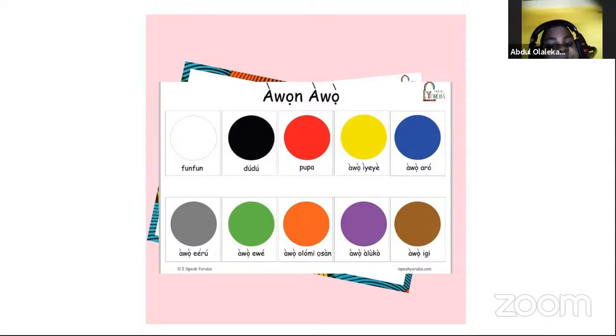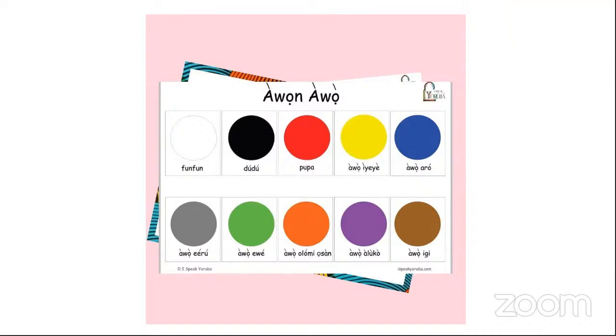So the first one, funfun, is awo funfun, white color. Dudu, awo dudu. Pupa is awo pupa, which is red. Yellow is awo iyeye. Blue is awo arrow. And ash color is awo eru.